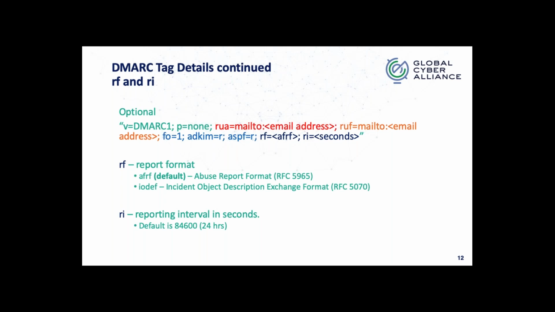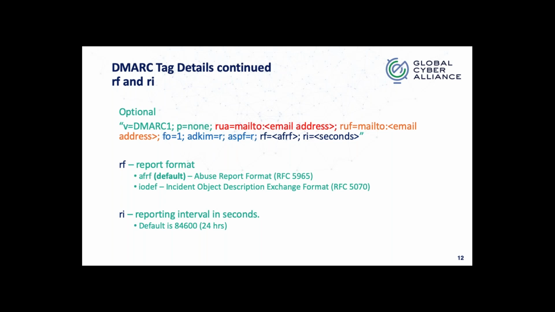The RI tag is for report interval. So that's basically defining how often should the receiving servers that use DMARC verification and send reports, how often should they send the reports to you? And it's in seconds. So the default is 84,600 seconds, which is 24 hours. It's not too often that I've seen people increase it. It's really where I see people decrease the value to more closer to like an hour.